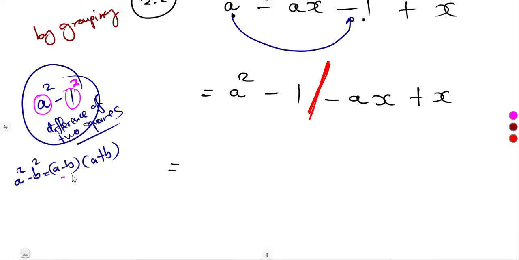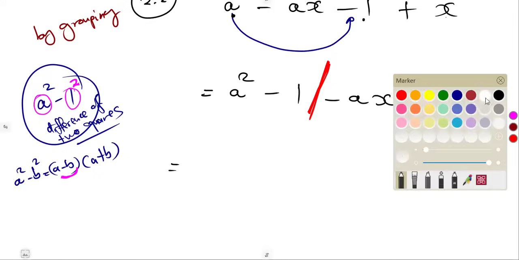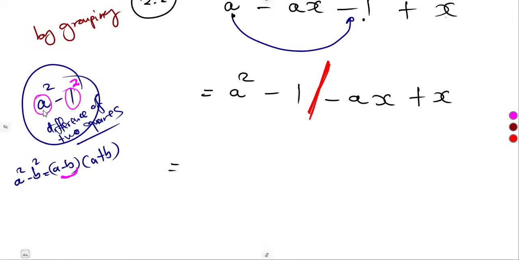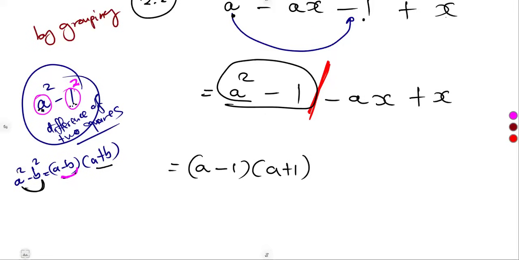So if we're going to have A minus B, it means we are going to have A minus 1. The square root of A squared is A, sorry. Then the square root of 1 is 1. So it's A minus 1, A and 1. These are the ones here, A and B. So A minus B, that's A minus 1, into A plus B, that's A plus what? A plus 1. So we have factorized here. That is how you factorize. It's a difference of 2 squares.